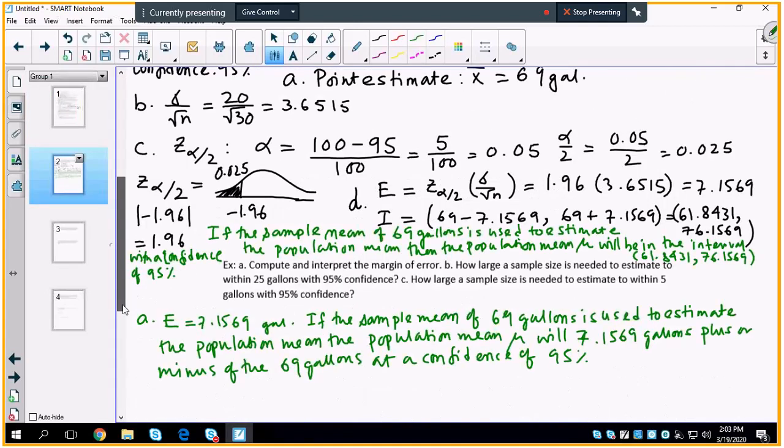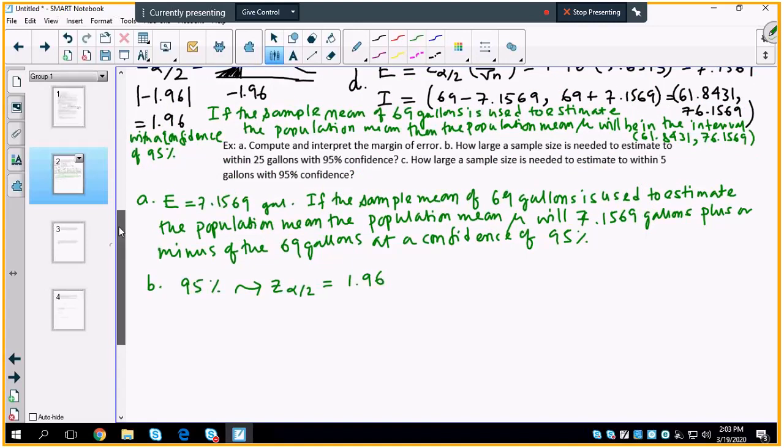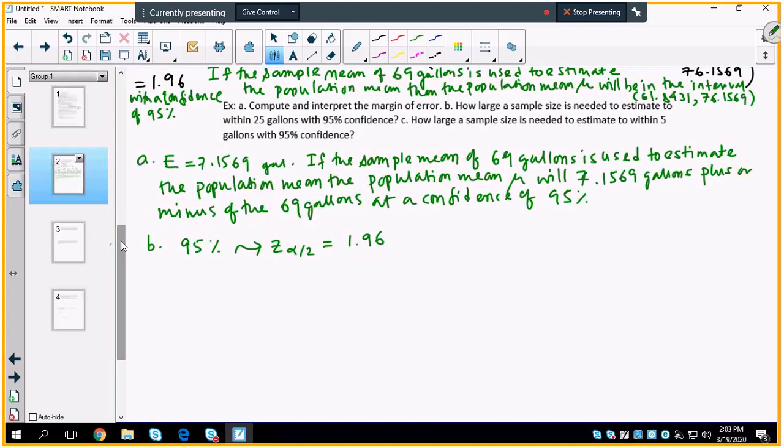Our question says for part B, how large the sample size should be in order to estimate within 25 gallons with 95% confidence. So we already know if the confidence is 95%, then Z alpha over 2, we found it, and that's 1.96. Remember we said that we are going to use only the positive value of the Z alpha over 2 value. The margin of error, because I want to make it accurate within 25 gallons, is 25. So I will use them in the formula.